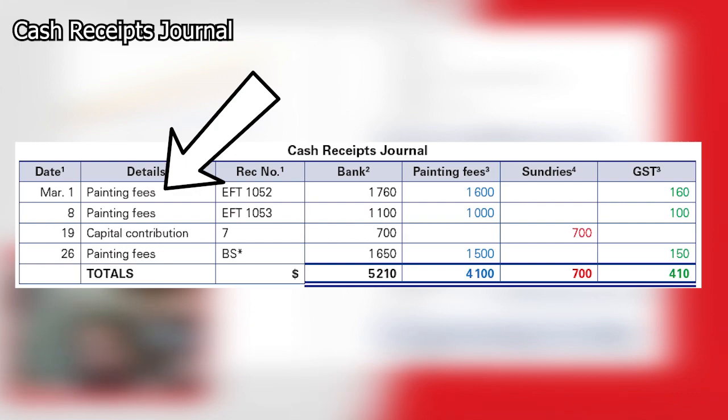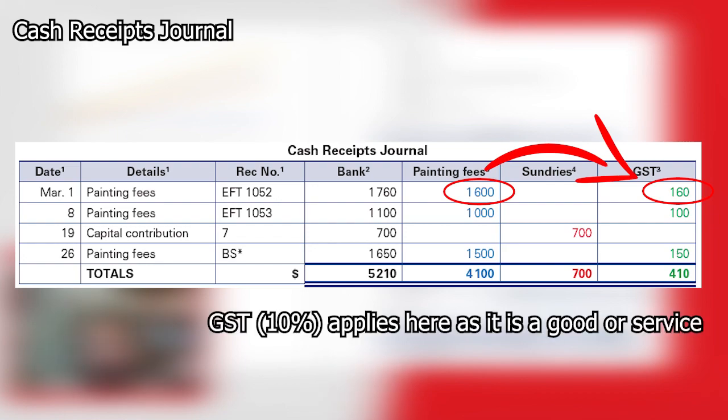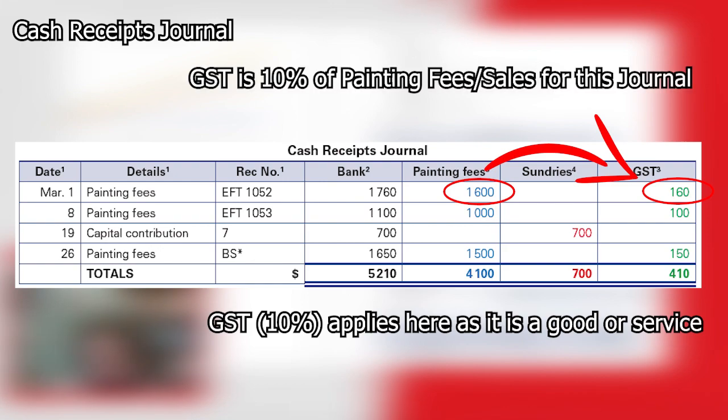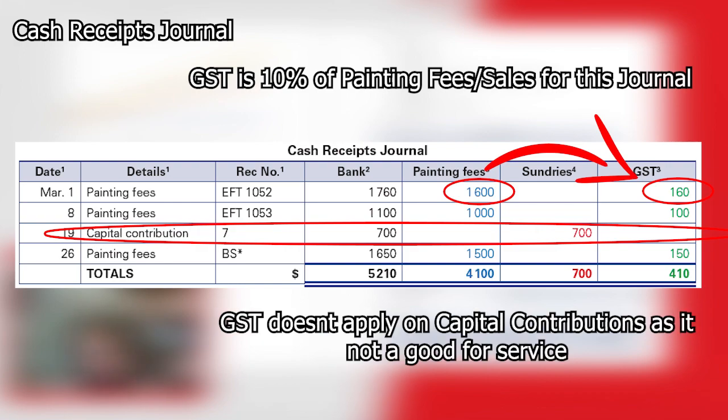We also have here, you can see the painting fees is $1,600 for the first, and then GST is 10% of that. So the GST will be tied to painting fees here or other fees, because that's a good or service, in this case a service. So GST is always 10% of painting fees. But interestingly, if you go down to the 19th, the capital contribution is just $700 cash and no GST. So that is something to be aware of.